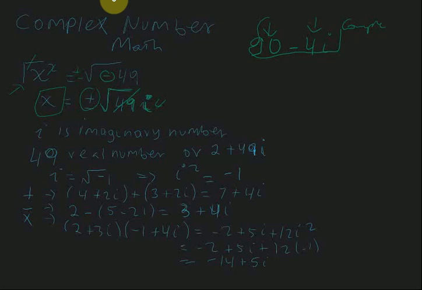So I will explain more. 49 is the real number, right? Or like I say here, let's say you have 2 plus 49i. The 2 is the real number, 49i is the imaginary number. Combine both is what is called complex, right? So i is always equal to the square root of negative 1. This is the same as that, right?